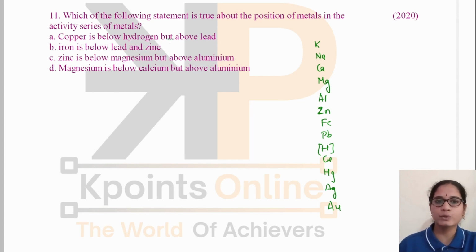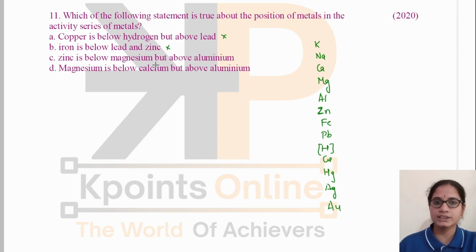Copper is below hydrogen but above lead. Yes, copper is below hydrogen but it is not above lead. Lead is above hydrogen. So this is wrong. Iron is below lead and zinc. Yes, it is below zinc but it is not below lead. So this is also wrong.